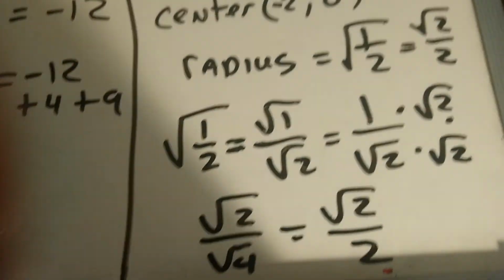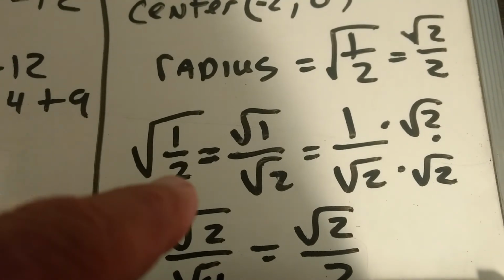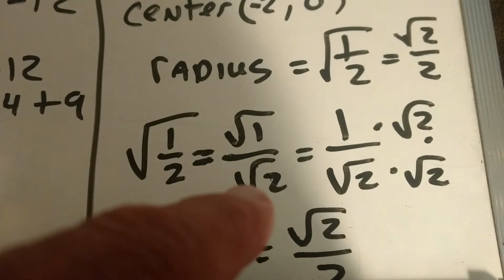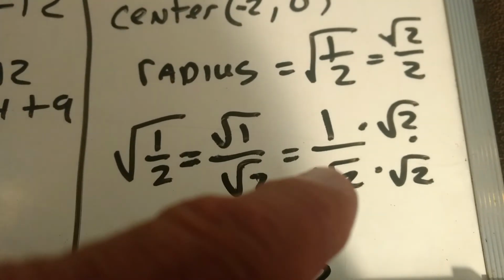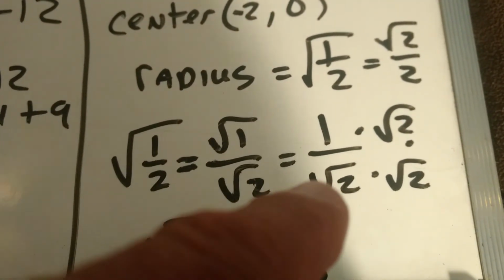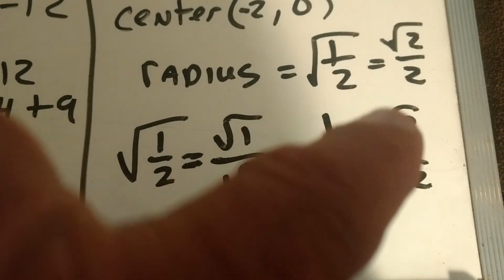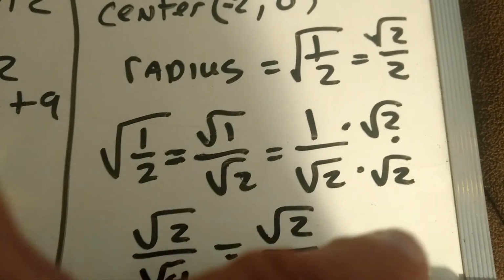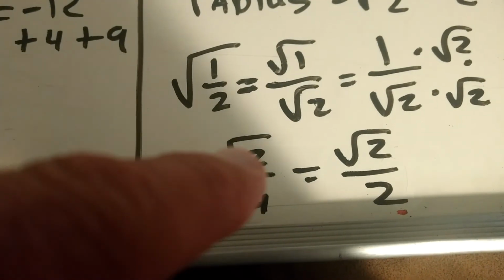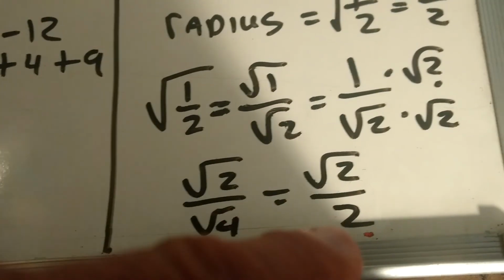If you've forgotten how to deal with radicals, I took the square root of 1 half and wrote it as the square root of 1 over the square root of 2. Square root of 1 is 1. Square root of 2 stays the same. You can't have a radical in the denominator of a fraction, so we rationalize. So we'll multiply top and bottom by square root of 2 over square root of 2. That gives me square root of 2 over square root of 4. Square root of 4 is 2. Square root of 2 over 2. Now I'm in proper form. That's how I got square root of 2 over 2.